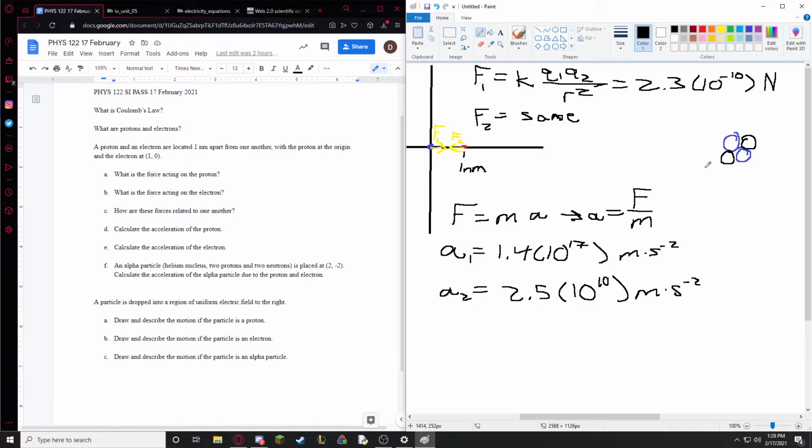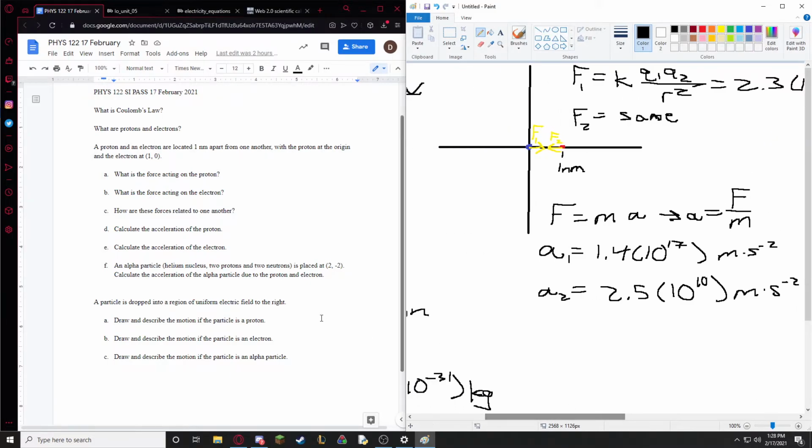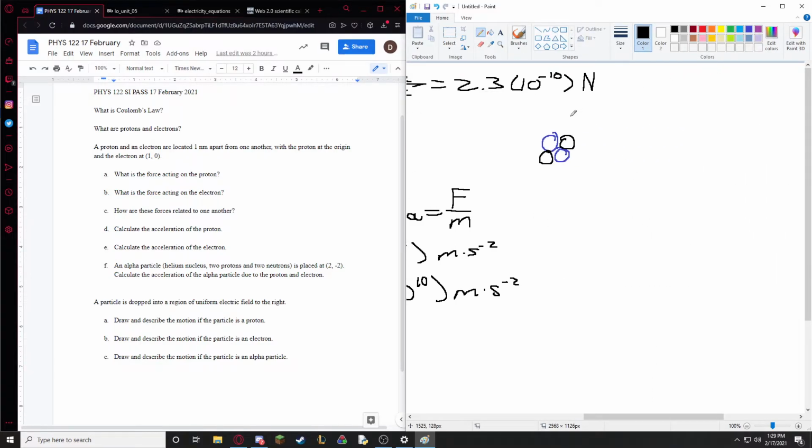And so we want to place our alpha particle at the point (2, -2) nanometers. So 2, -2, so it's somewhere down here, our alpha particle. And we want to calculate the acceleration of the alpha particle due to the proton and the electron. And to do that, we're probably also going to want to calculate the force on it, right? So, one thing before I let you work on it: you don't know what the mass of our alpha particle would be if it's 2 protons and 2 neutrons.